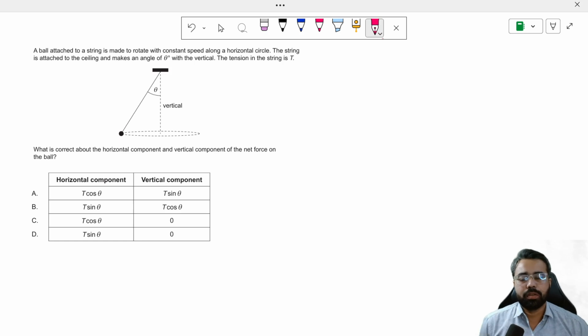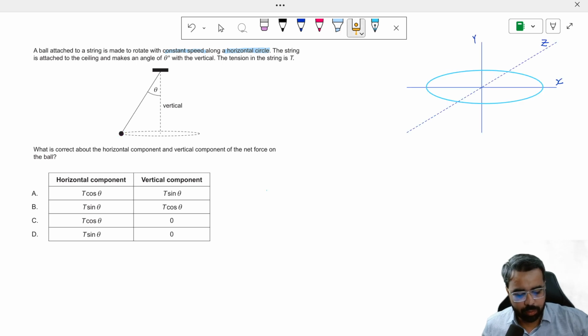This question is about uniform circular motion, in which a ball attached with a string is moving in a horizontal circle with a constant speed. What is a horizontal circle? And why is it not moving with a constant velocity? Let me quickly tell you what we mean by horizontal circular motion.